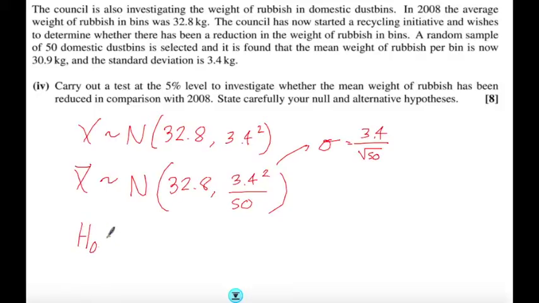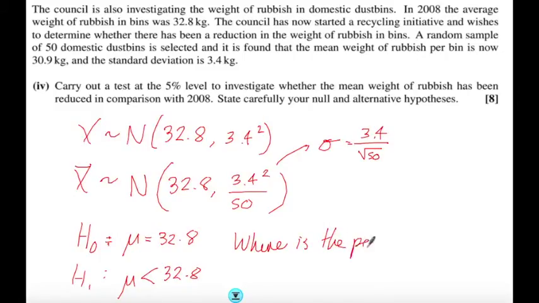Right, so our null hypothesis is that mu equals 32.8, and our alternative hypothesis is mu is, what do they reckon? There's been a reduction, so less than 32.8, where mu is the population mean of rubbish weight or something like that. Use the word population, they like that. What do they say? Weight of rubbish is what they use in the question. Okay.